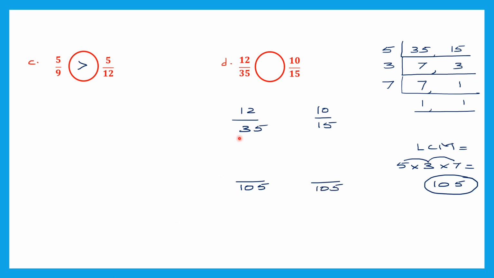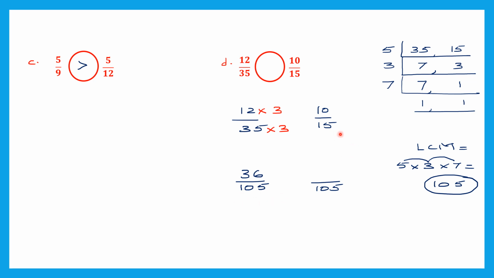Now let's look at this. 12 by 35. Now 35 has become 105. So 35 into what? You have to multiply and see. When you multiply, you will see that 35 times 3 becomes 105. That means I need to multiply 12 also by 3. 12 ones are 12, 12 twos are 24, 12 threes are 36. So now this is my new fraction. This has become 36 by 105.